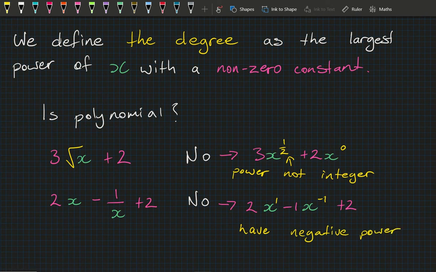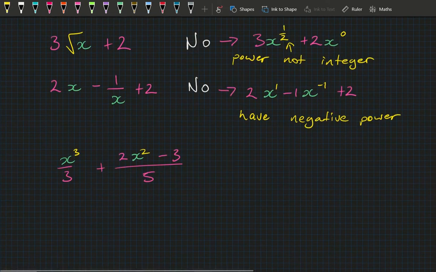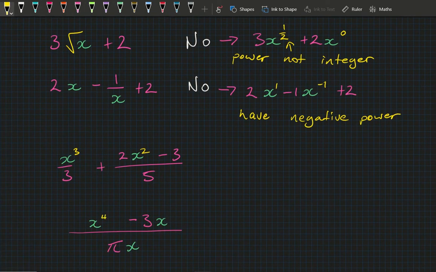Okay, so what about x to the power of 3 divided by 3 plus 2 times x squared minus 3 all divided by 5? Or x to the 4 minus 3 times x squared divided by pi times x. I mean, surely not. We've got this irrational number here. We're dividing by an x, so that's the negative power, I think. But let's have a look.